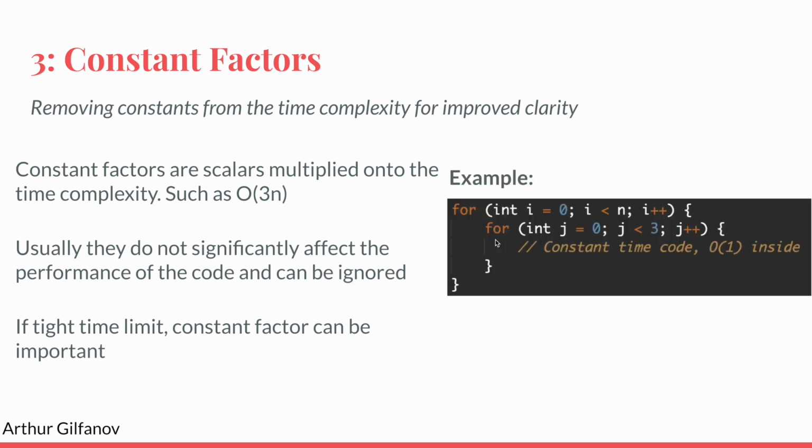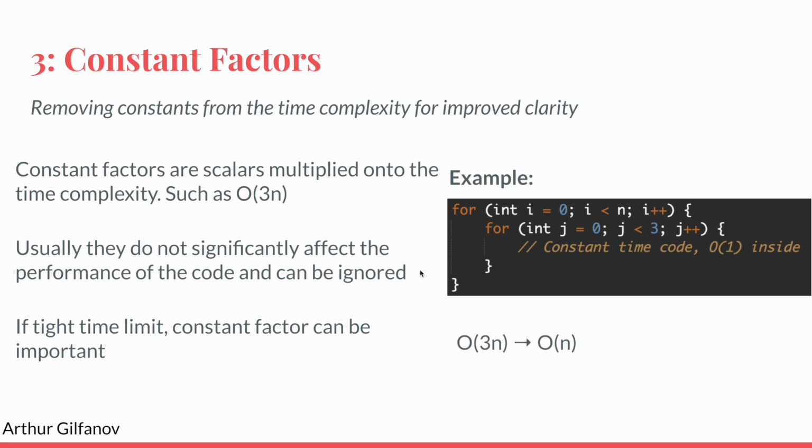This code snippet has an outside for loop that runs from 0 to n, and an inside one that runs from j equals 0 up to j equals 3. This means that for each of the n iterations of the outside for loop, the inside for loop runs a total of 3 times. This gives us a time complexity of O of 3n. However, as stated, the constant factors can be ignored, and thus we can reduce our time complexity here to O of n.